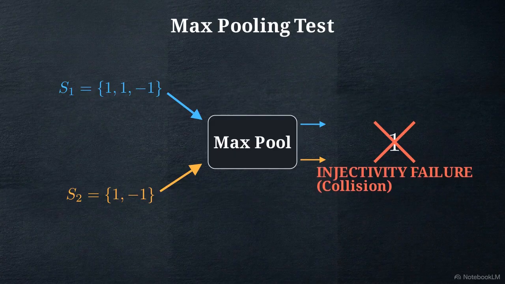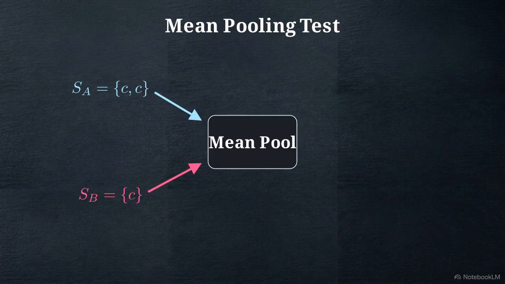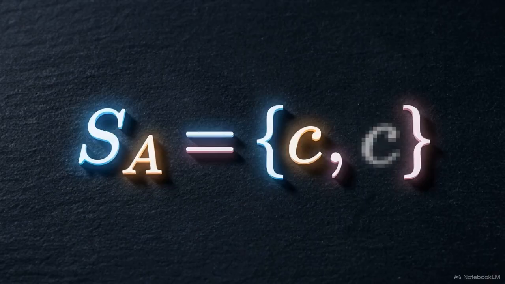What about mean pooling? Let's use two new multisets. S_A contains two identical feature vectors, C and C. S_B contains only one C. Mean pooling captures the distribution of features, but it destroys the exact element counts. The average of C and C is C. The average of just C is also C. It averages out exactly the same. Both standard pooling methods explicitly erase the multiplicity of elements.